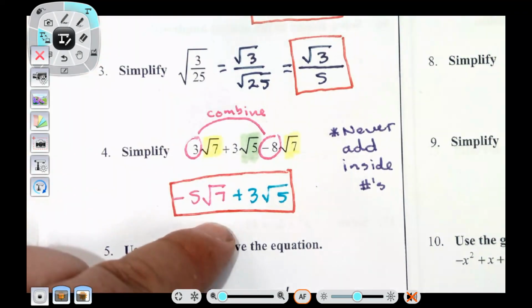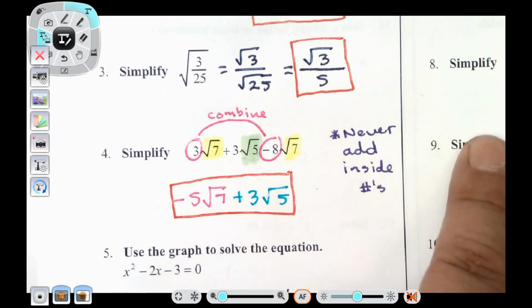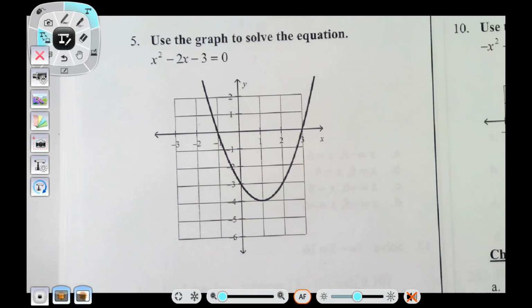All right, which brings us to the last problem again. These are the same problems that you see on this side. This is your practice. That left side is going to be your assignment. So let's do this last problem on this page now. It says, use the graph to solve the equation.